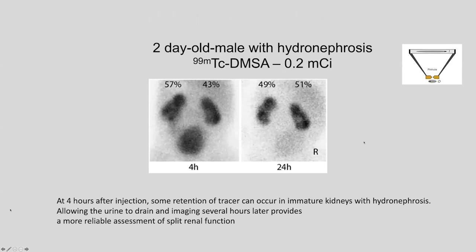And here is an example of what happened in a very tiny, immature child. This patient has hydronephrosis. Imaging was done at 4 hours after the injection. And you can see there is some retention of the tracer in the pelvic calyceal system on the left. And you can see some tracer in the bladder, which is usually not seen as much in the normal case. And the distribution split function shows 57% to the left kidney and 43% to the right kidney.